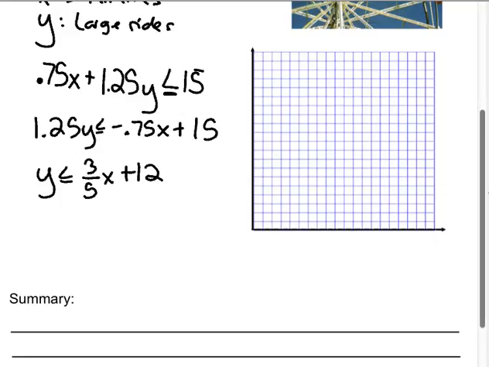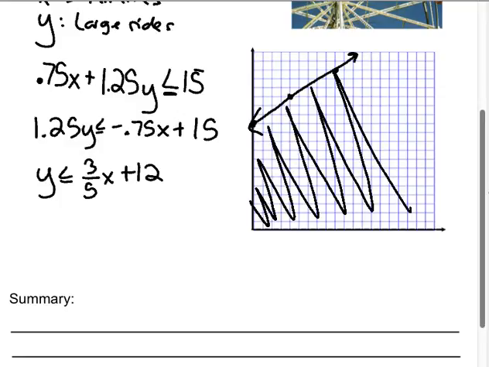So let's work on graphing this. So I have a y-intercept of 12. 1, 2, 3, 4, 5, 6, 7, 8, 9, 10, 11, 12. And then a slope of 3/5. So up 3 over 5. Up 3 over 5. And I need less than or equal to. Or equal to means it is a solid line. Less than means I'm shading down here.